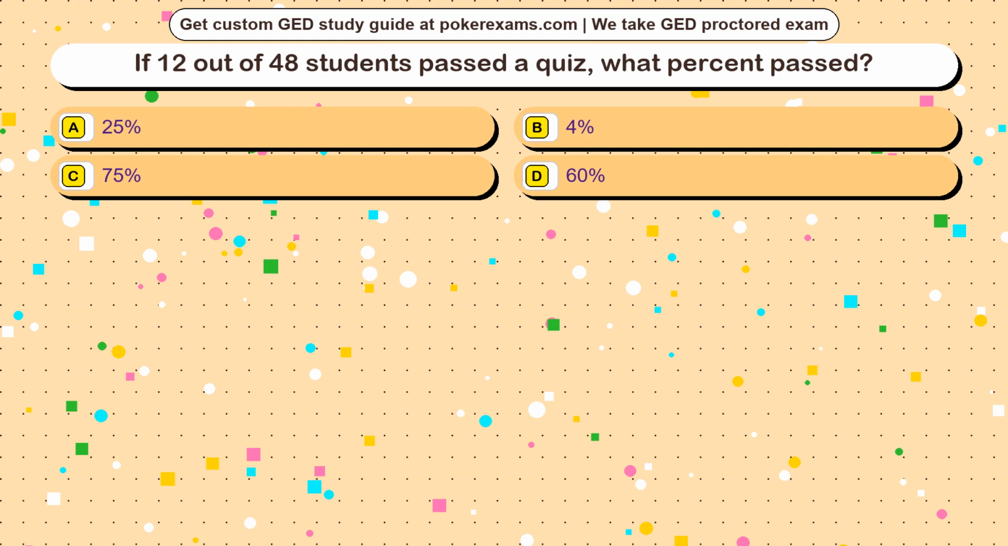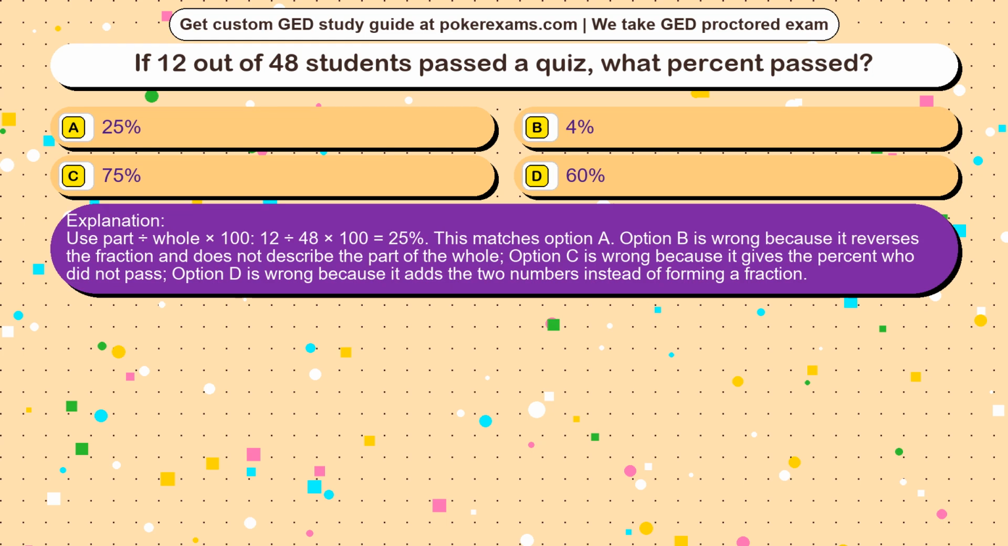The correct answer is option A. Use part divided by whole times 100. 12 divided by 48 times 100 equals 25%. This matches option A. Option B is wrong because it reverses the fraction and does not describe the part of the whole. Option C is wrong because it gives the percent who did not pass. Option D is wrong because it adds the two numbers instead of forming a fraction.